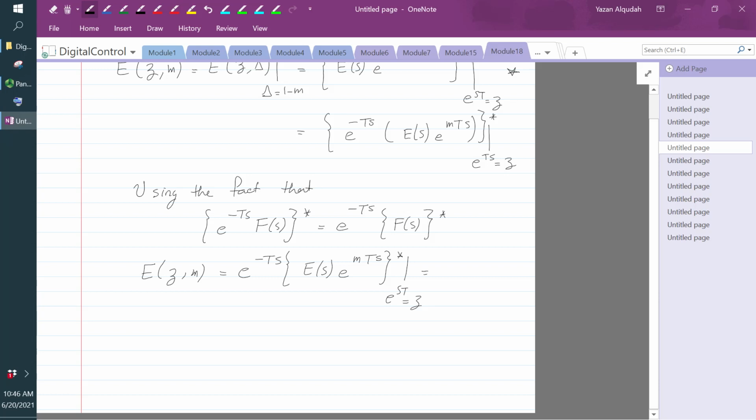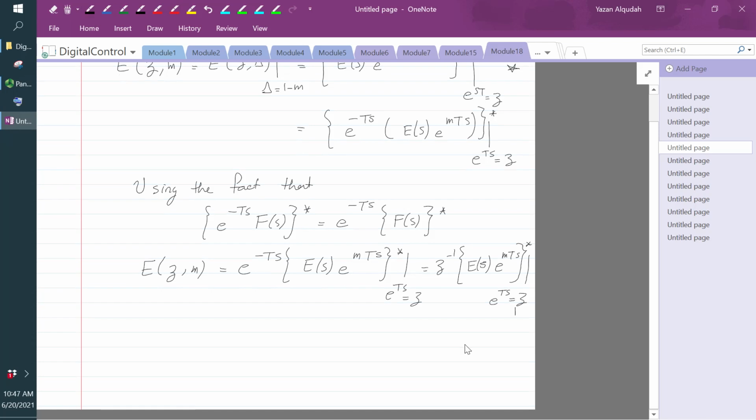And this is going to equal, let's keep this consistent, I write it Ts there. If I replace e to Ts with z, I'm going to get z to negative 1 multiplied by E of s multiplied by e to m T s, star, and e to Ts is equal to z.